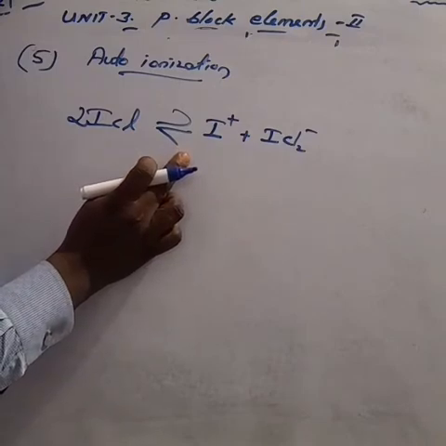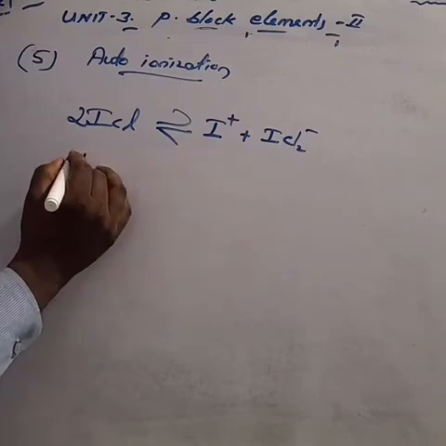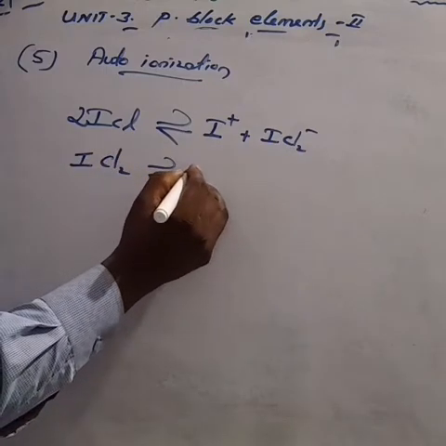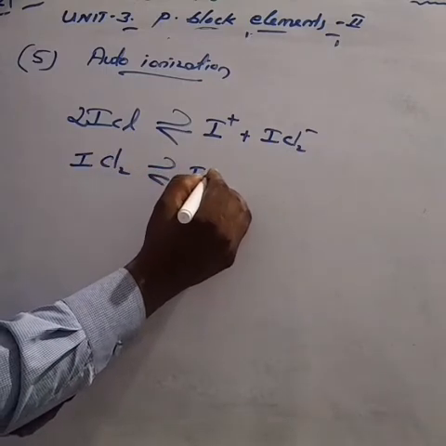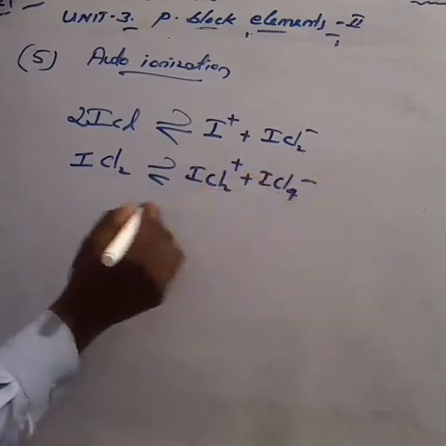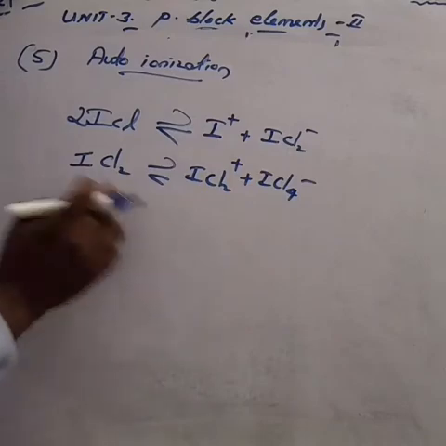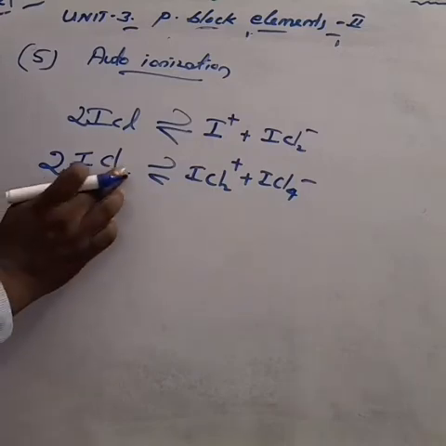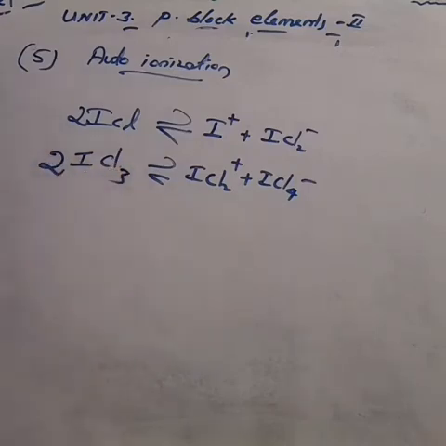Same like that, ICl3 gives ICl2 plus and ICl4 minus, forward and backward reaction. So how much chlorine is there? 6 chlorine. So make the reactant side 2 into 3 is equal to 6. They are strong reducing agents.